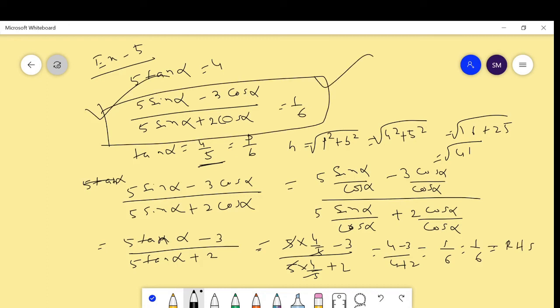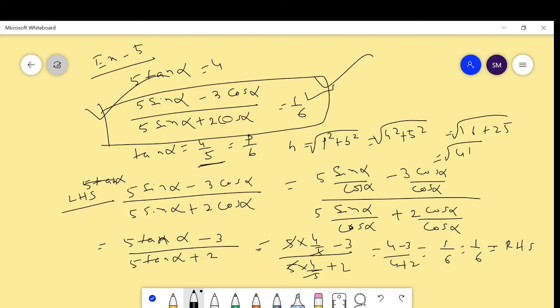The question says 5 tan alpha is equal to 4. This means tan alpha is 4 by 5. By using Pythagoras triplets, we can find out the value of H. But the question says 5 sin alpha minus 3 cos alpha upon 5 sin alpha plus 2 cos alpha. We have to prove that this is equal to 1 upon 6. Then we take the LHS.